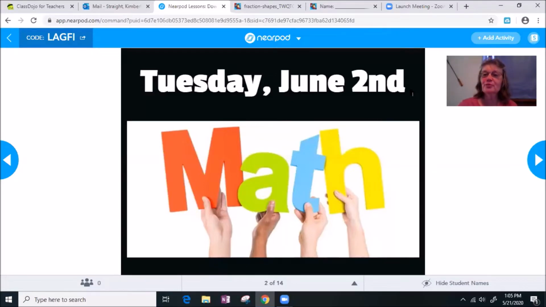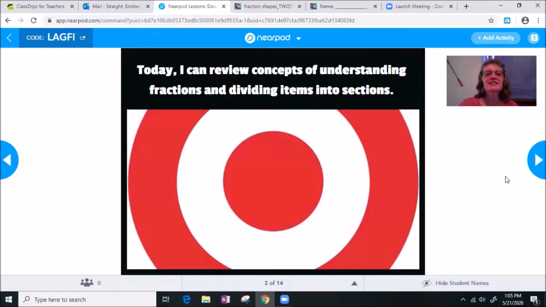Today is another review day in math. And our target skill is, today I can review concepts of understanding fractions and dividing items into sections. So yes, we are going to review fractions.